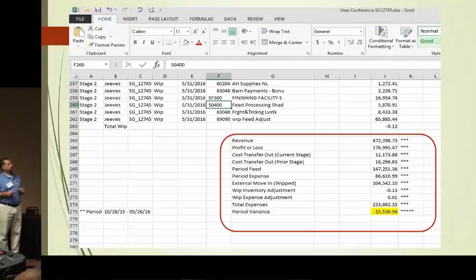Period expense, 86,000. That is your accounting entries for facility costs, labor, and some of those other costs. That's what the 86,000 represents. And then external move-in, that would be animals moving in from another stage. That was the cost calculated by FBS of those animals on inbound. And then you get down to your total expenses and your variance.